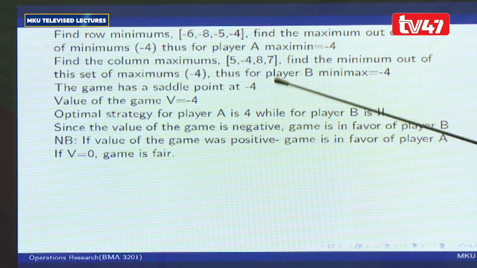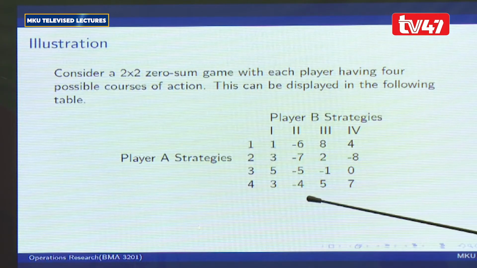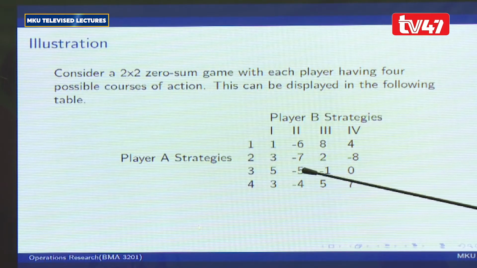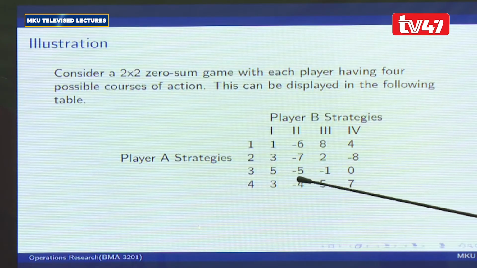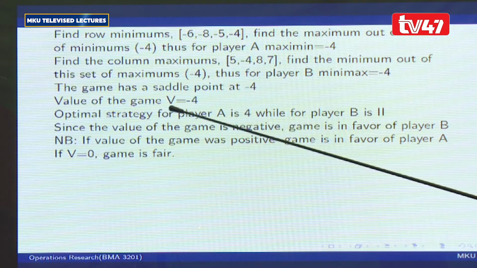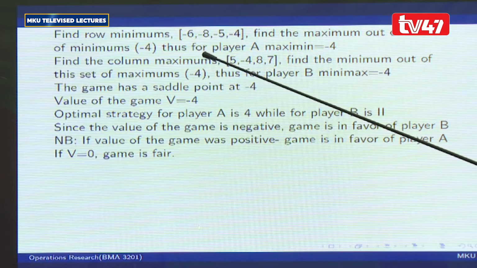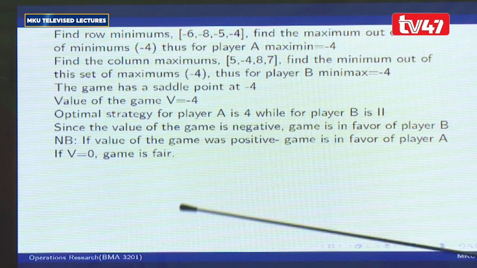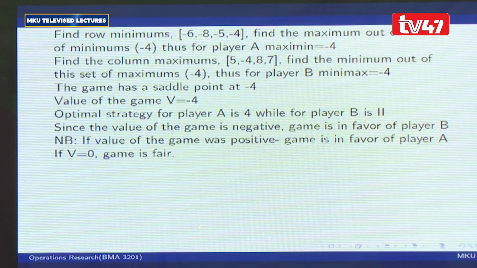At that point, we now have a saddle point, which corresponds to this. So this is the point where we have a saddle point, because for both players, we have this as the meeting point. Now, the value at the saddle point is called the value of the game. So if you do maximin and minimax and you get the same value, that means that the game has a saddle point. So the saddle point is at negative 4.